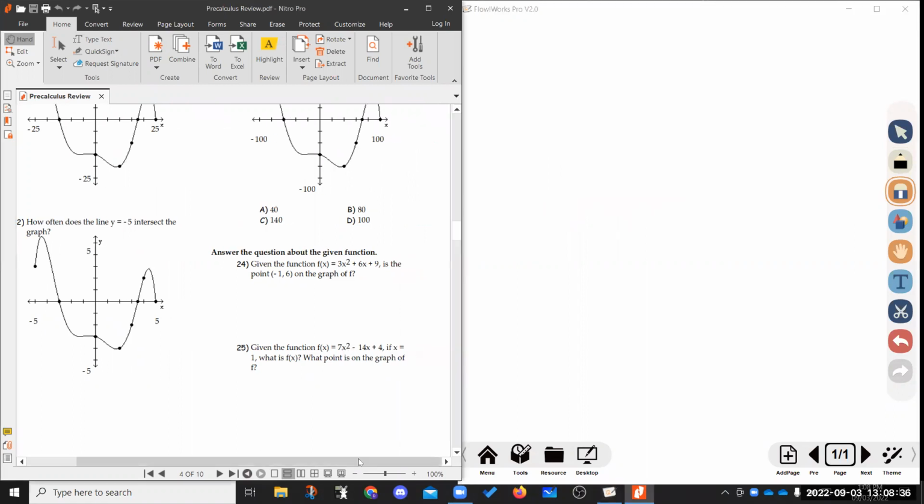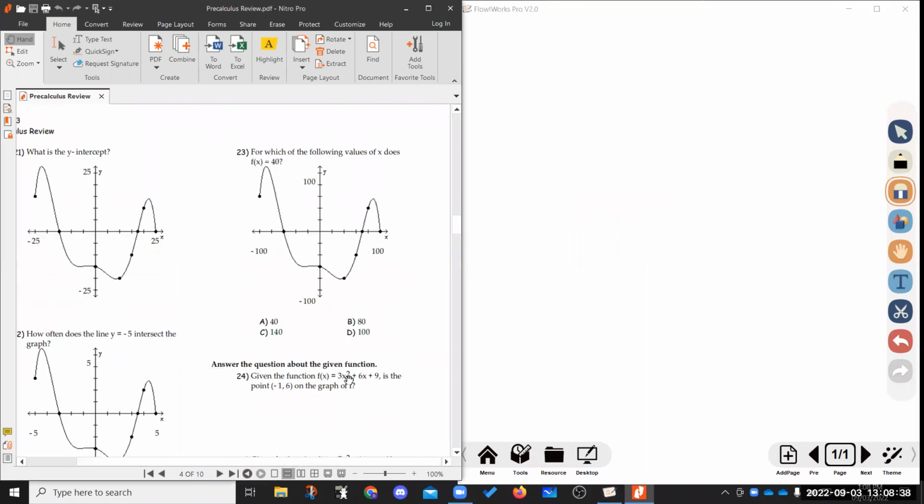Now we're going to look at number 23, for which values of x does f of x equal 40? So we are looking here at this tick mark right here. And we know for sure that it's 40 where that dot is right there. And that's at this x value, which is at 80. So we know for sure that it's at 80.